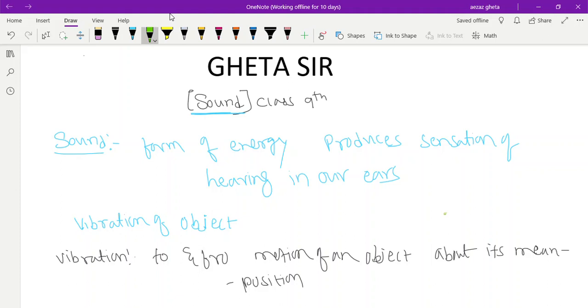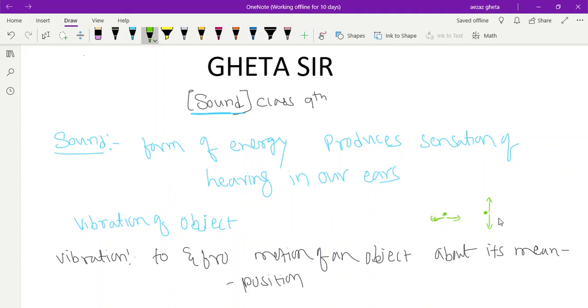See, if there is a particle, then this particle can move here and here. This is called left, right, to and fro. Or you can say this particle is moving upward and downward. So this is called to and fro, up and down or side by side. This kind of motion of an object is called vibration. Is it clear? Right. What is the next?